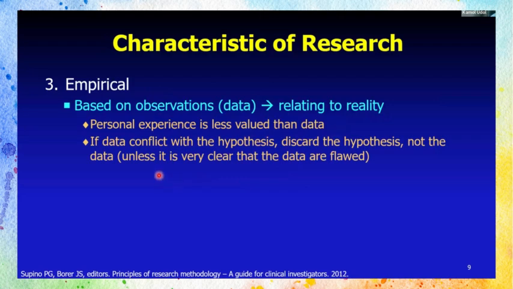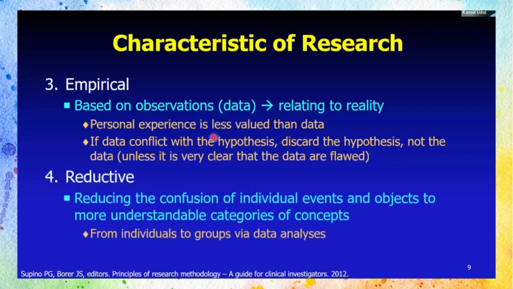And if there is a conflict between data and hypothesis, if they don't fit in with each other, we will discard the hypothesis, not the data, unless it is very clear that the data are flawed. So if we don't have evidence that the data are severely flawed, and if the data contradict the hypothesis, we believe that the data are true. So the hypothesis must be wrong. That's empirical. We put more emphasis on data.